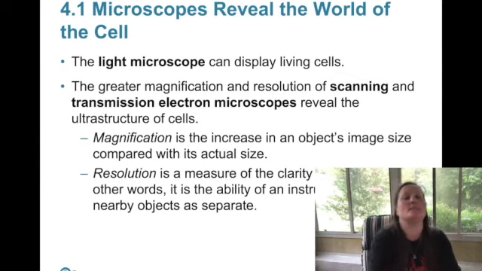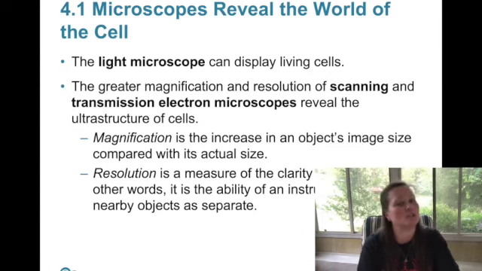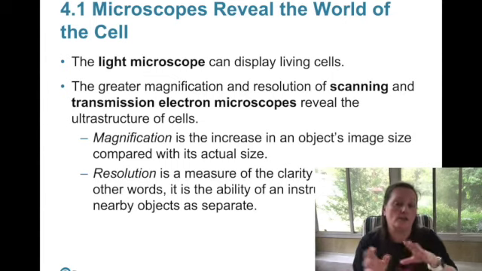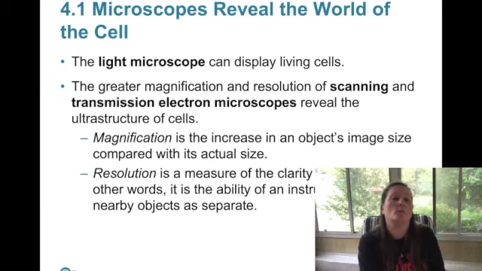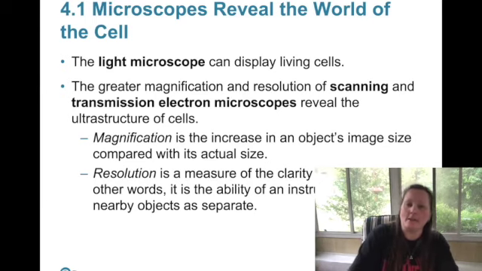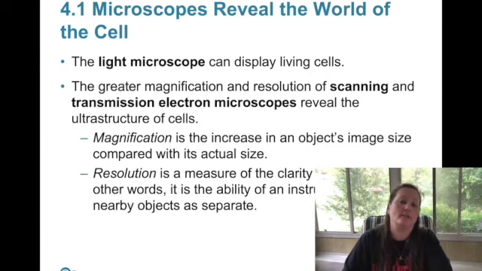Light microscope. This can display living cells. The greater magnification and the resolution of scanning and transmission electron microscopes can reveal the ultrastructure of cells. Tell you more about this in a second. Magnification. This is the increase in the object's image size compared with the actual size. So when you see like times 100, that means literally that is 100 times what the actual size would be. Resolution's the measure of the clarity of an image. So this is the ability of the instrument to show two nearby objects as separate.